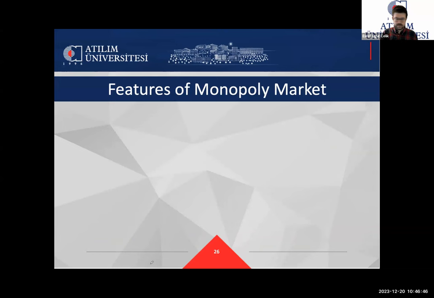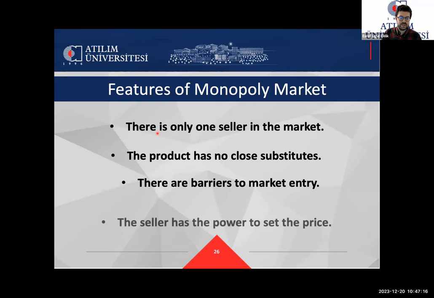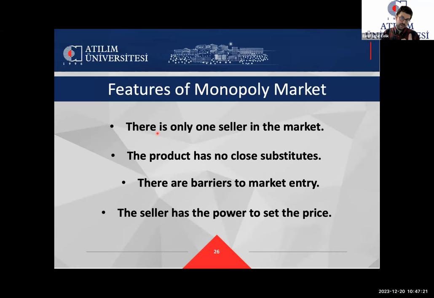Okay, let's talk about the features of monopoly. As I said before, I'm just going to give the revision, not the detail. Maybe you can check the whole details. Monopoly means one. So in a monopoly market, there is only one seller. The product has no close substitute. There are some barriers to market entry. The seller has the power to set the price. You should memorize it.